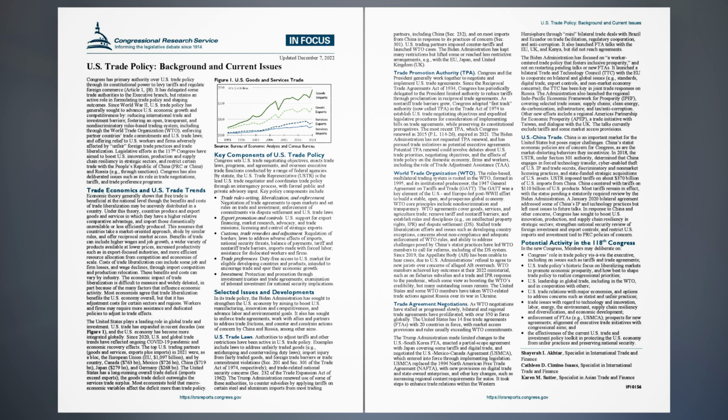Stalled trade liberalization efforts and issues such as developing country exceptions, concerns about non-compliance and adequate enforcement of WTO rules, and ability to address challenges posed by China's statist practices have led WTO members to call for reforms, including of the DS system. Since 2019, the appellate body, AB, has been unable to hear cases, due to U.S. administration's refusal to agree to new jurists over concerns of alleged AB overreach.